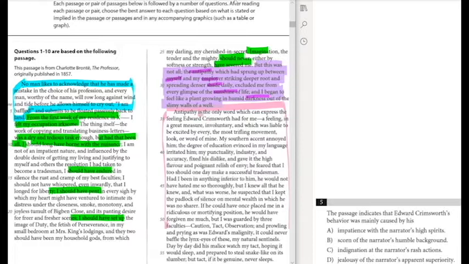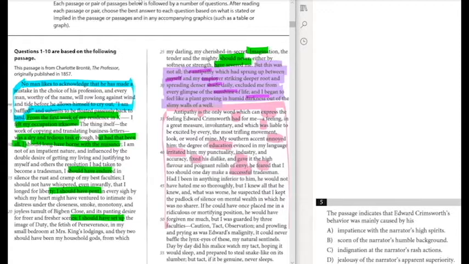So, antipathy is the only word which can express the feeling that Crimsworth had, a feeling which was liable to be excited by every little thing. The accent annoyed him. The degree of education evinced in my language irritated him. My punctuality, industry, accuracy fixed his dislike and gave it the high flavor and poignant relish of envy. He feared that I too should one day make a successful tradesman.